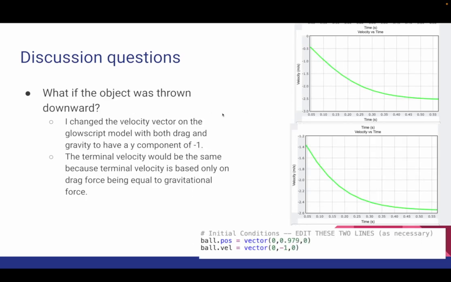And what if the object was thrown downward? I changed the velocity vector on the GlowScript model with both drag and gravity to have a y component of -1. The terminal velocity would be the same because it only depends on the drag force being equal to the gravitational force, not the initial velocity. And that's it.